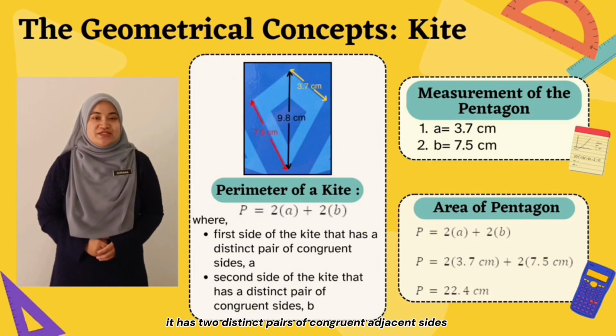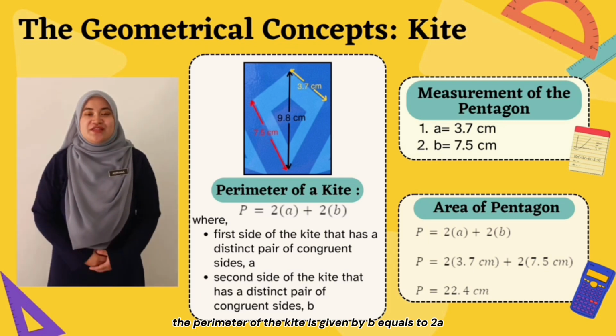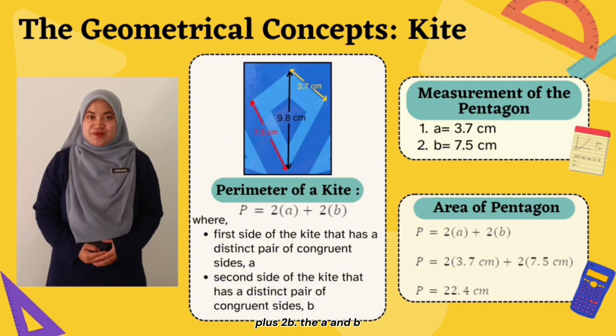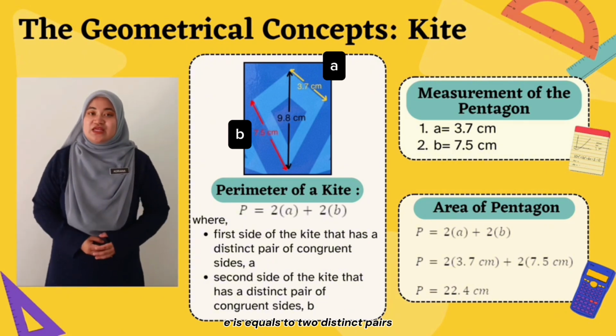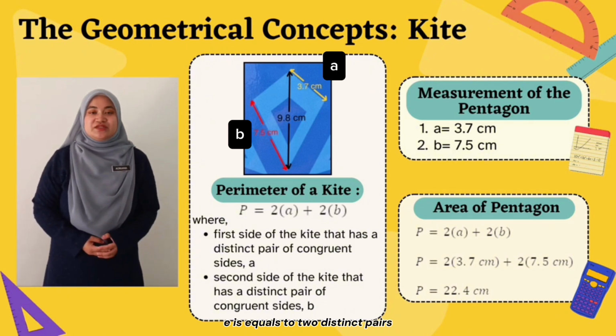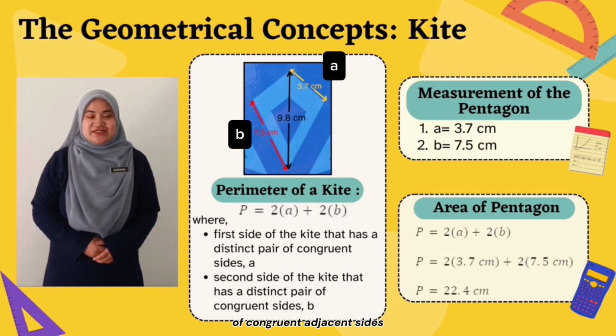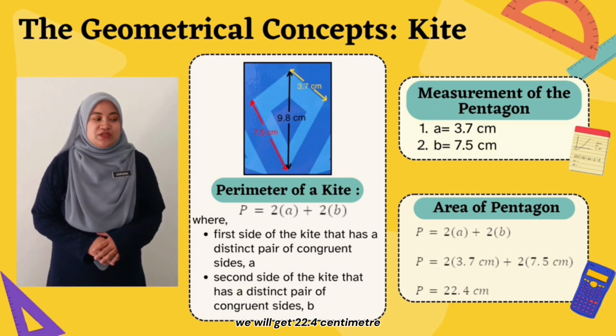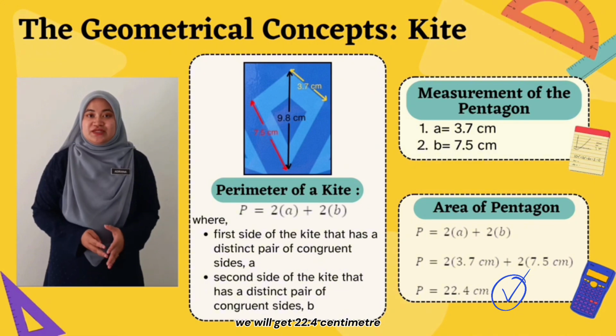The signboard also has a motif that's a kite. It has two distinct pairs of congruent adjacent sides. The perimeter of the kite is given by P equals 2A plus 2B. The A and B are the two distinct pairs of congruent adjacent sides. When we substitute these measurements into the formula, we will get 22.4 centimeters.